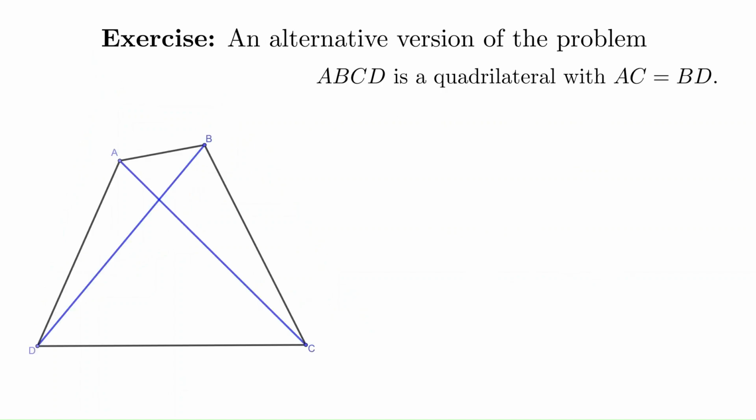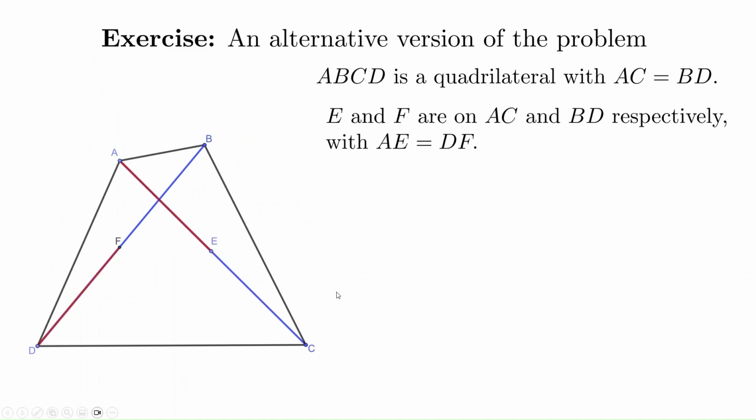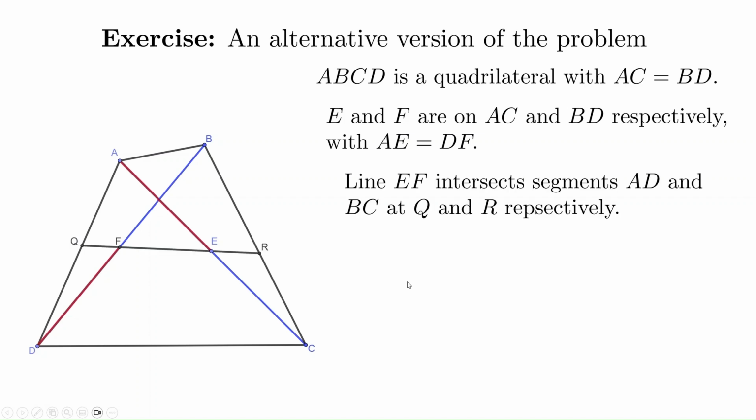Just one more thing, an exercise. This is an alternative version of the problem. ABCD is a quadrilateral with AC equals BD, the two diagonals. And E and F are on AC and BD respectively with AE equals DF. The line EF intersects two sides AD and BC at Q and R respectively.